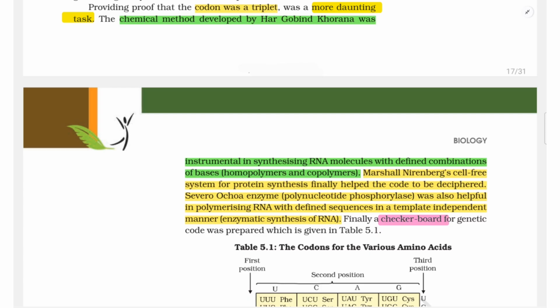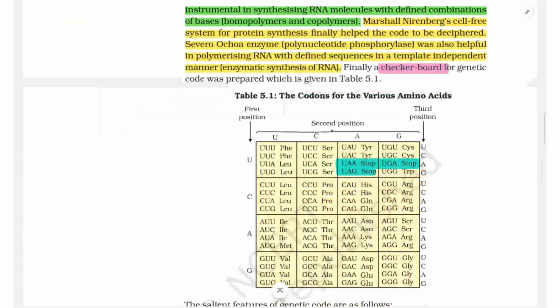The chemical method developed by Har Gobind Khorana was instrumental in synthesizing RNA molecules with a defined combination of bases, that is homopolymers and copolymers. Marcel Nirenberg's cell-free system for protein synthesis finally helped the code to be deciphered. Severo Ochoa's enzyme polynucleotide phosphorylase was also helpful in polymerizing RNA with defined sequences in a template independent manner, that is, enzymatic synthesis of RNA. Finally, a checkerboard for the genetic code was prepared, which is given in Table 5.1. Table 5.1, the codons for the various amino acids.